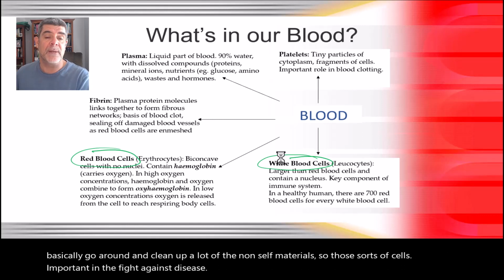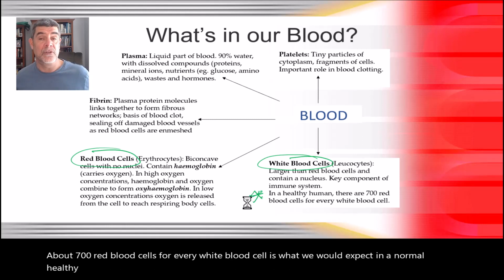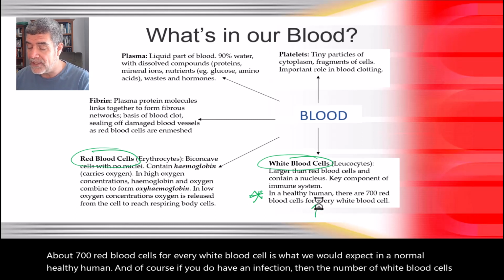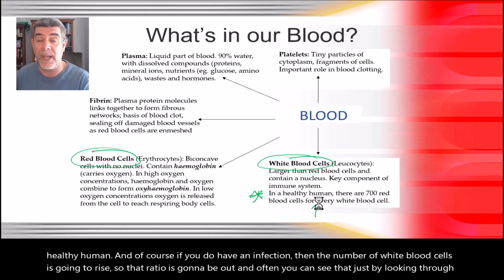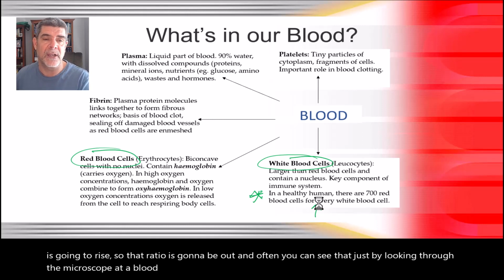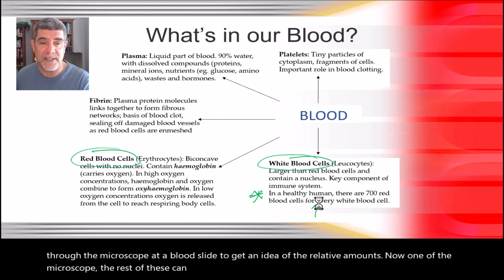About 700 red blood cells for every white blood cell is what we would expect in a normal, healthy human. And of course, if you do have an infection, then the number of white blood cells is going to rise. So that ratio is going to be out. And often you can see that just by looking through the microscope at a blood slide to get an idea of the relative amounts. Now, under the microscope, the rest of these can be a little bit harder to see.